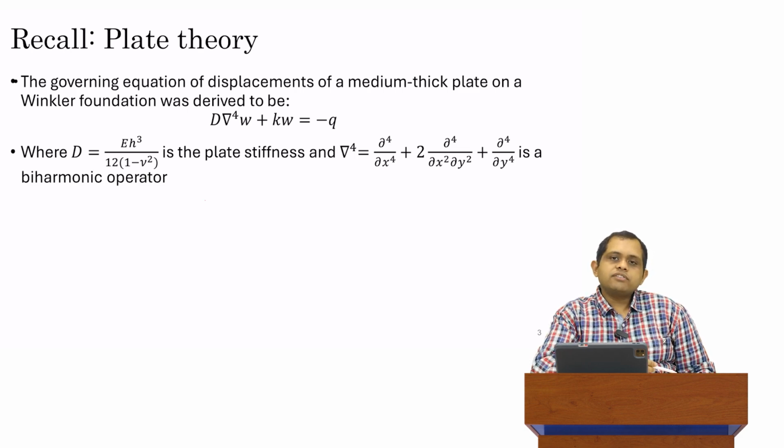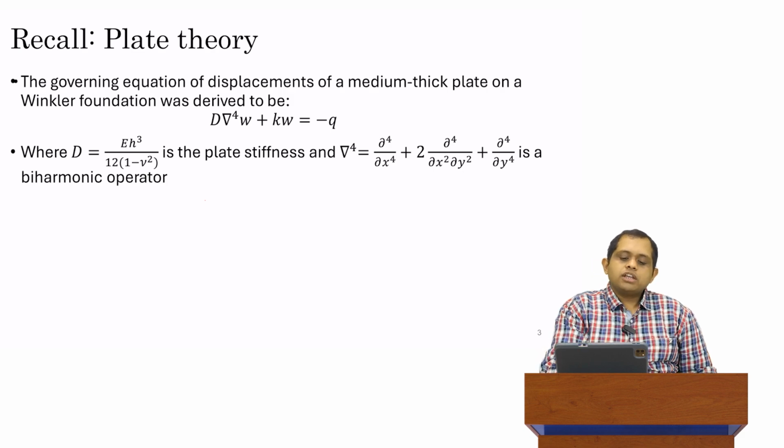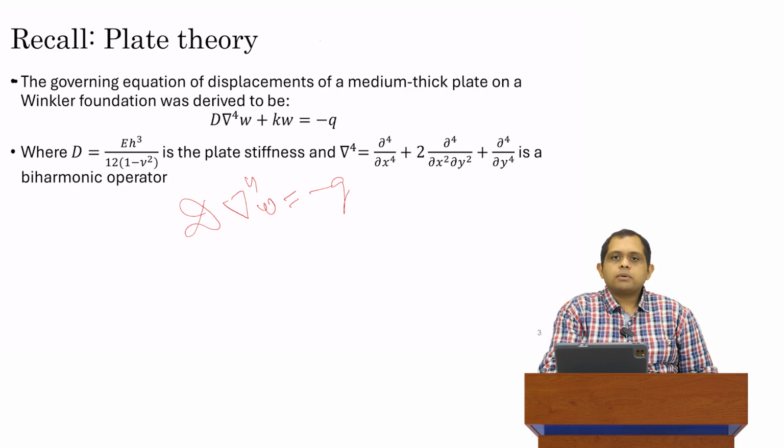Okay, so let's recall from the previous slab our equation for plate theory. The Sophie-Germain equation, which I derived last time, basically told us that D del power 4 W is equal to minus q. This is the governing equation for a plate.